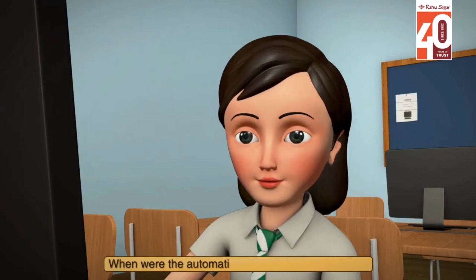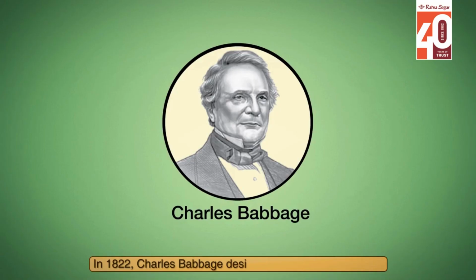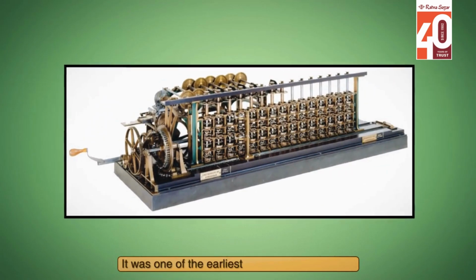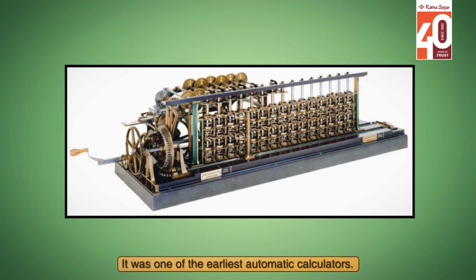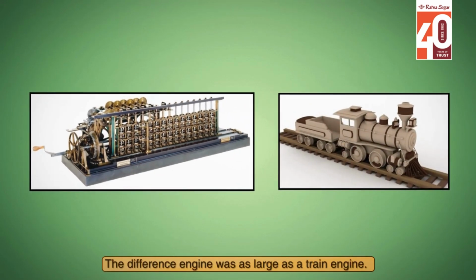When were the automatic devices invented, ma'am? In 1822, Charles Babbage designed the difference engine. It was one of the earliest automatic calculators. It was powered by steam. The difference engine was as large as a train engine.